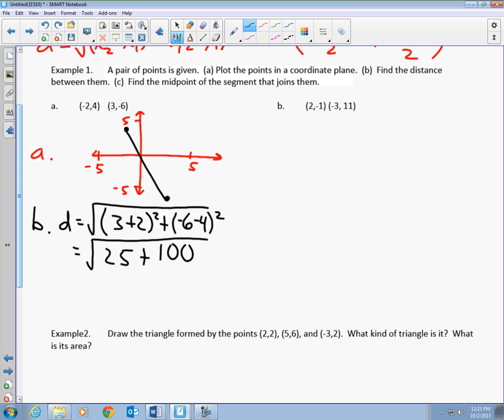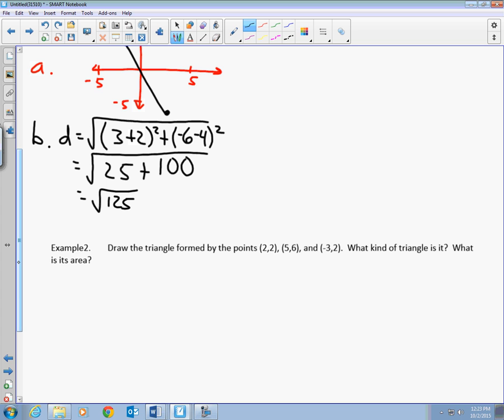Can you ever get a negative underneath here? No. When you square something, it becomes positive, so it's going to be x sub 2 minus x sub 1. So you get the square root of 125. Is there a perfect square that divides evenly into that? What is it? 25, so I get 5 roots of 5.